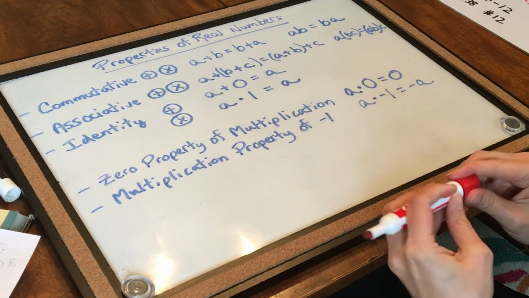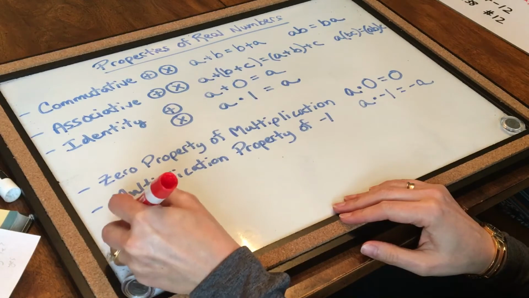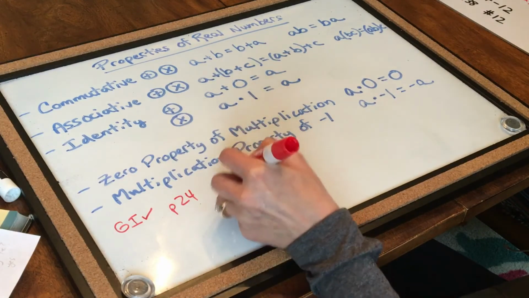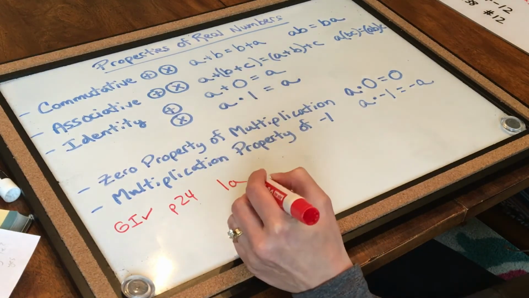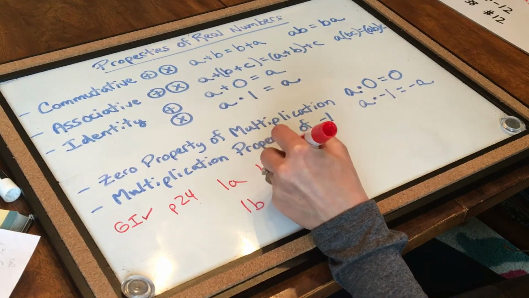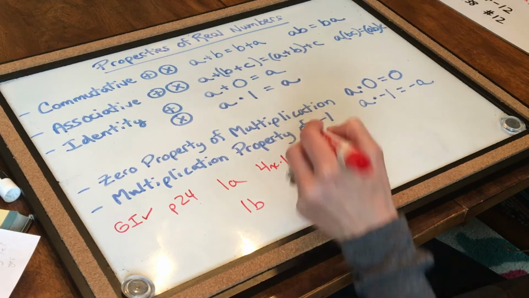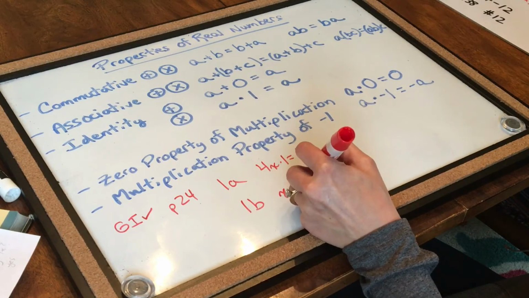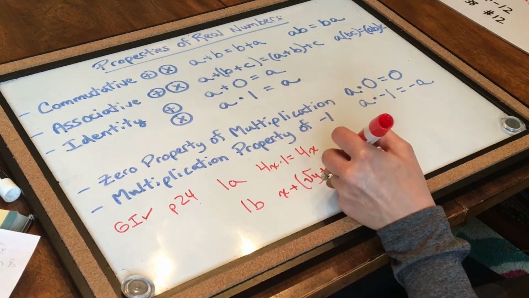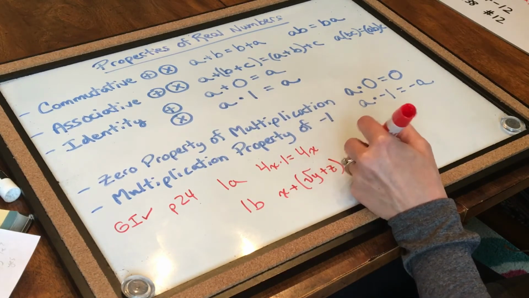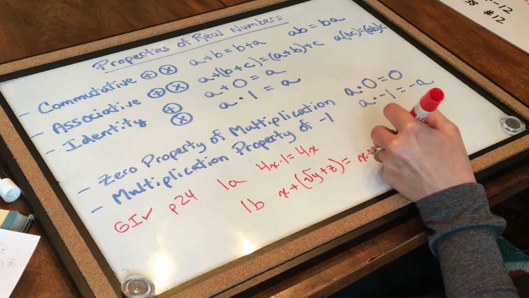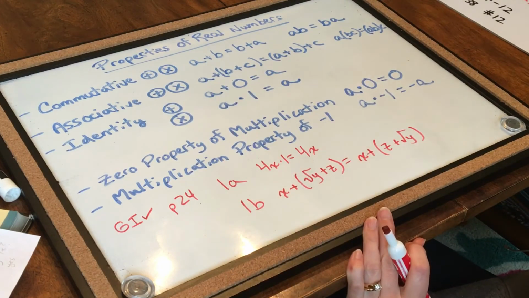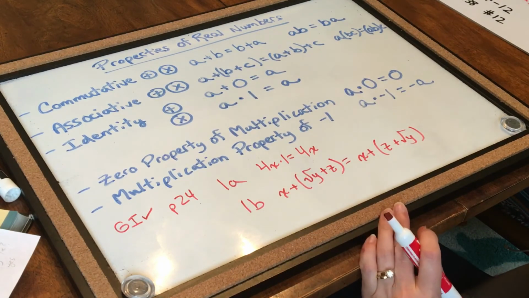So let's try your gotta check. Your gotta check is on page 24, and we're going to look at 1A and 1B. So 1A shows 4x times 1 equals 4x, and 1B shows x plus the square root of y plus z. That's kind of crazy. And they say that equals x plus, in parentheses, z plus the square root of y. In each case, they ask you, what property does this illustrate? You tell me, pause the video, come back when you're ready.